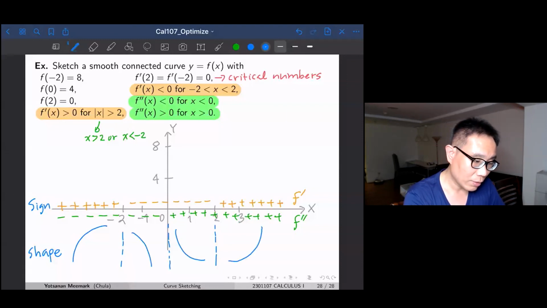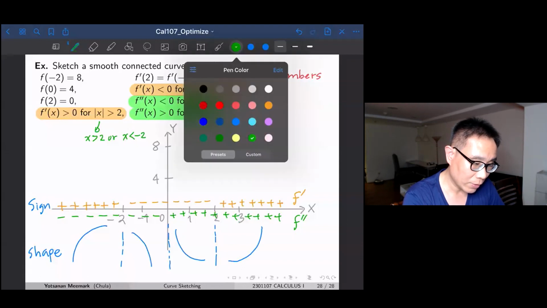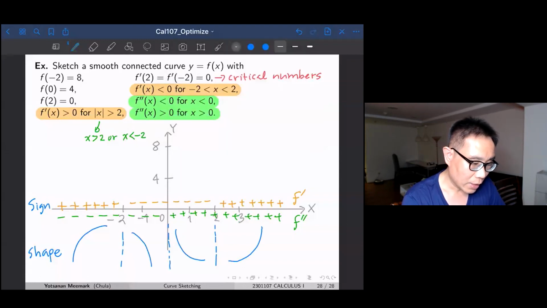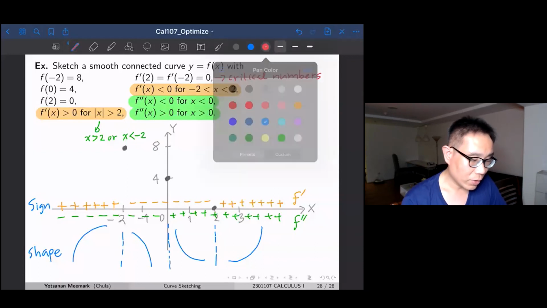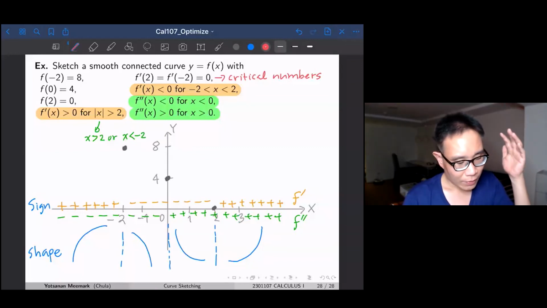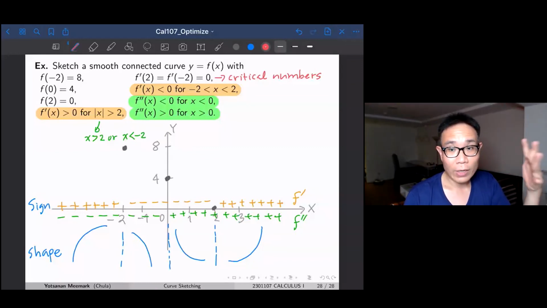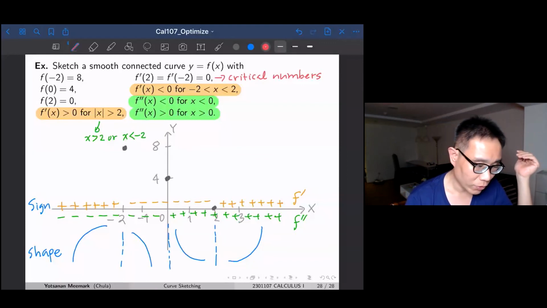And you're going to plot some points that you know the value of. So let me plot f of negative 2 equal to 8, so we know it's going to pass here. f of 0 equal to 4, it's going to pass here. f of 2 equal to 0, so it's going to pass here. And you also know there's a horizontal tangent line: f prime of 2 equal to 0 and f prime of negative 2 equal to 0.